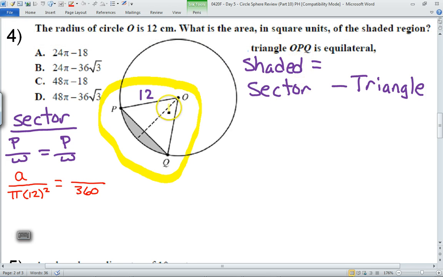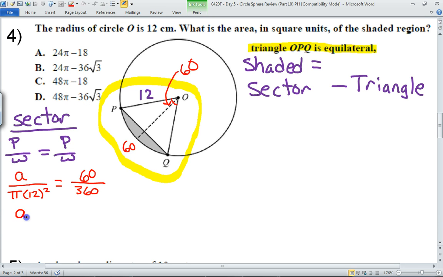Here's the key to the partial degrees. It's this part right here. Triangle OPQ is equilateral, and we've seen this many times. An equilateral triangle is always going to have 60-degree angles. All three angles are 60 degrees, so that means the partial degrees are 60. So this angle in here is 60 degrees, which means this arc is 60 degrees. Anyway, partial degrees, 60 over 360. So let's continue with that.